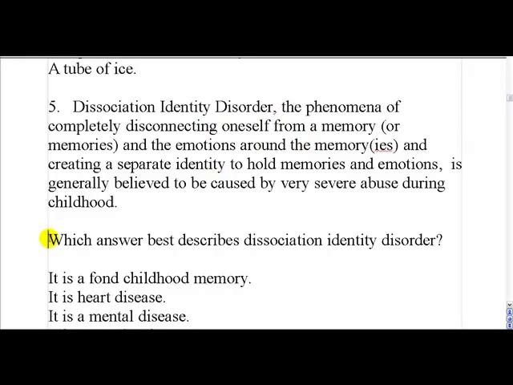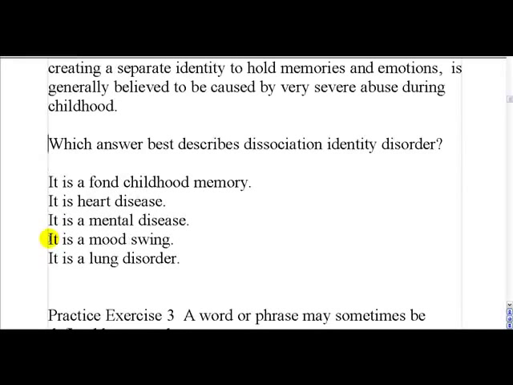Now we have to take a look at the answers. Again, I don't think that it says exactly what it is, but you have to be pretty good at guessing here. So which answer best describes dissociative identity disorder? So it's a fond childhood memory. If it says that it's caused by very severe abuse, come on. If somebody beat the crap out of you when you were a kid, or they did something very, very bad to you, are you going to look at that as a fond, as a good? Fond means a pleasant memory? I don't think so.